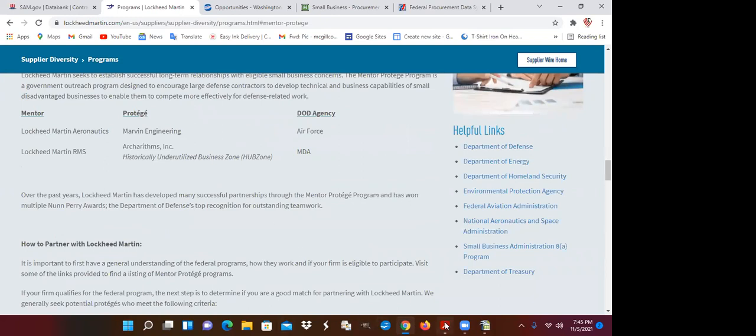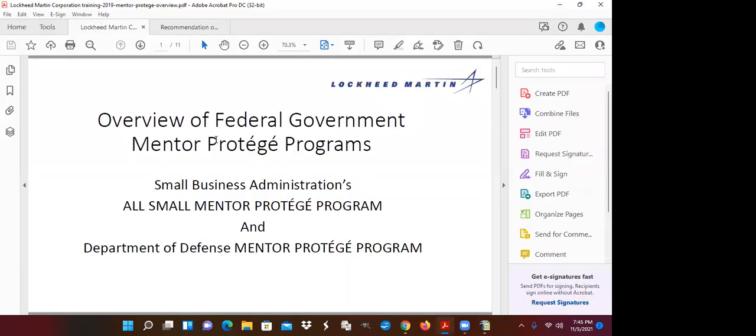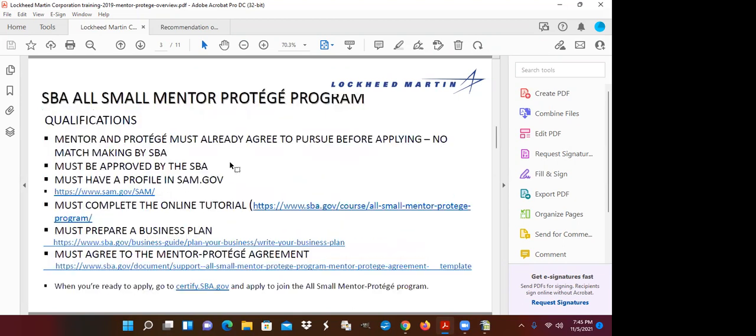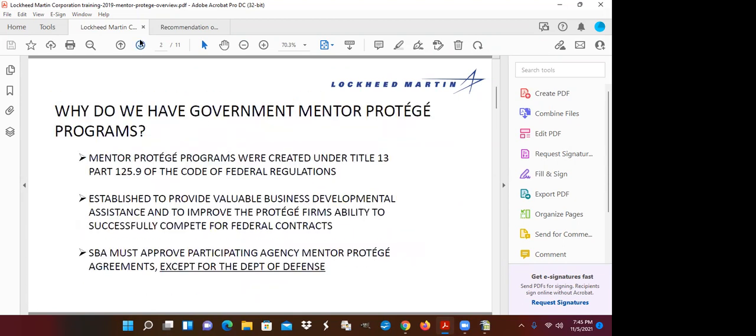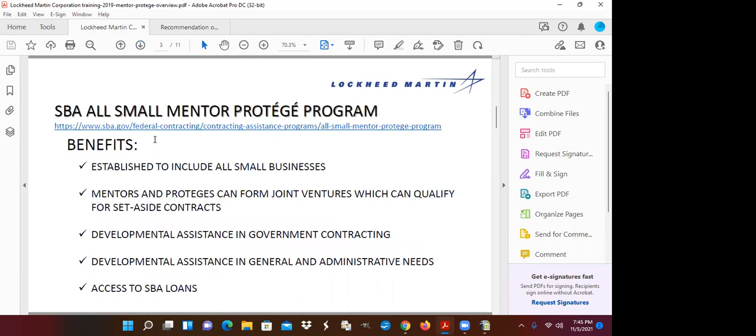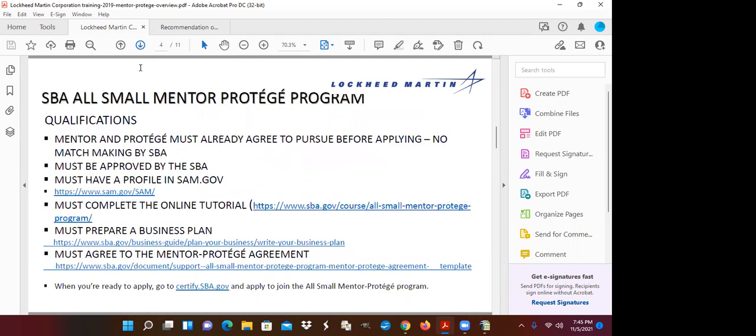And then I attached here, are y'all able to see this PDF? This Lockheed Martin. Yes. Okay. All right. So this is an overview of the federal government mentor-protege program with Lockheed Martin. It's got some pretty good information up in here. I think I emailed this to everybody, but it's got some pretty good information in relation to that mentor-protege program.